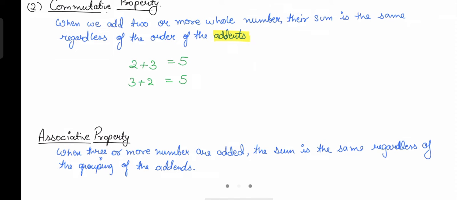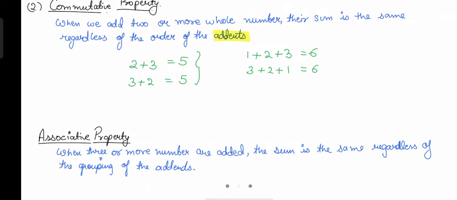So this was about two numbers. Let's choose three numbers this time. Let's say 1 plus 2 plus 3. Now what will be my answer? 1 plus 2 is 3 and 3 plus 3 is 6. So I'm going to write 6 as the answer. Let's change the order. Instead of writing 1 plus 2 plus 3, let's write 3 plus 2 plus 1. Will my answer change? No, it will be again 3 plus 2 is 5 and 5 plus 1 is 6. So my answer is again going to be 6 only.